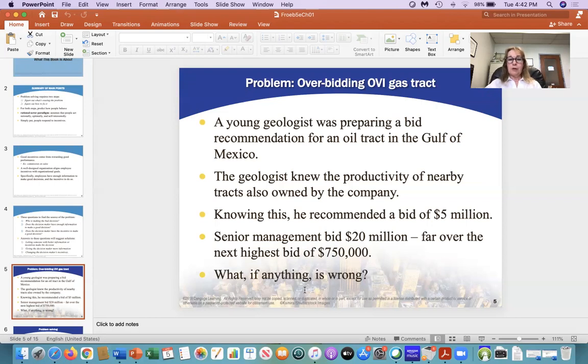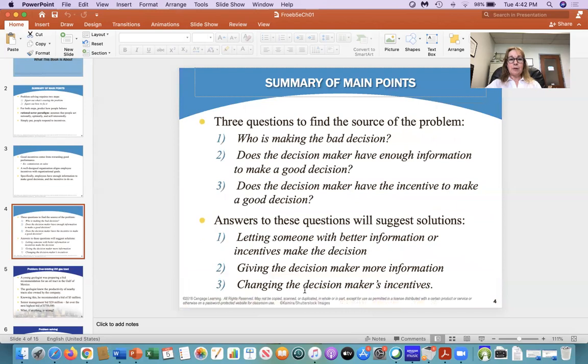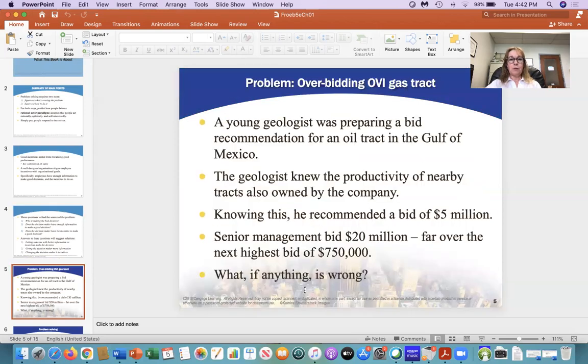Okay, this is kind of an interesting example, going back to these main points here. So let's go through this real quick. So this geologist was preparing a bid to bid on an oil tract in the Gulf of Mexico. All right, and so he knew the productivity of the nearby tracts that were owned by the company, and since he knew how productive these other tracts were, he recommended a bid of $5 million. Okay, so the senior management bid $20 million. The next highest bid was only $750,000.